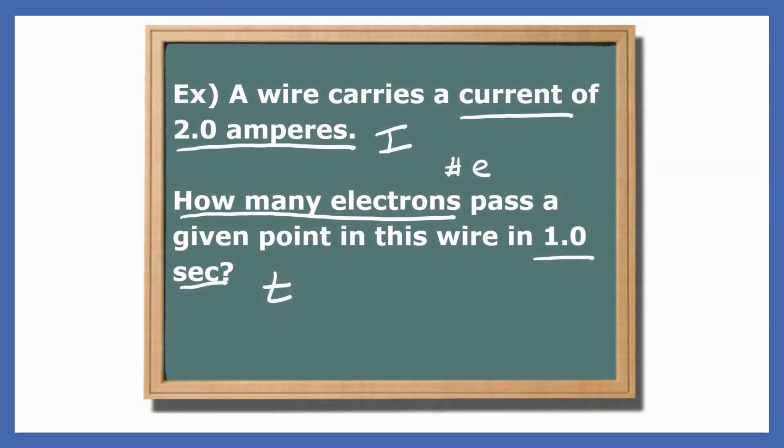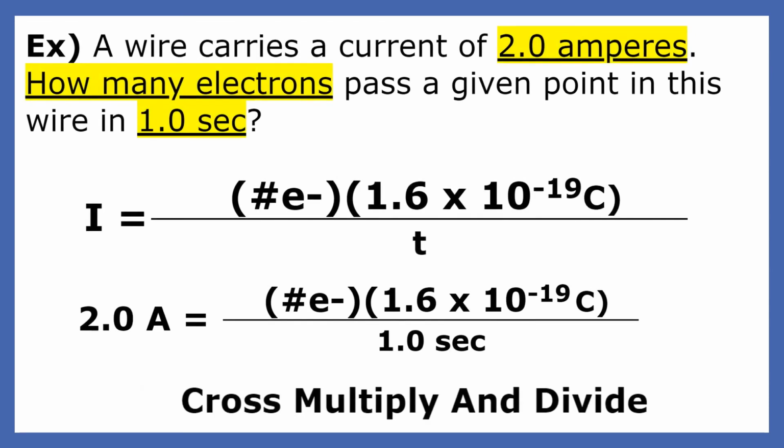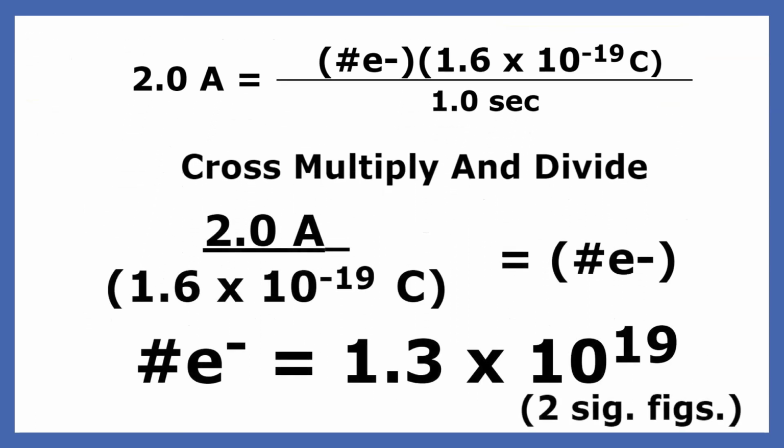Here's an example of a problem that uses the new equation. We know this because it mentions the number of electrons in the circuit. A wire carries a current of 2 amperes. How many electrons pass a given point in the circuit in 1 second? Since I stands for current and T is time, this is what the equation looks like when we substitute the information into this new equation. When we cross multiply and divide, we get 1.3 times 10 to the 19th electrons.